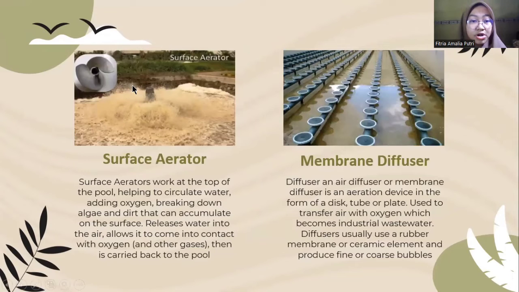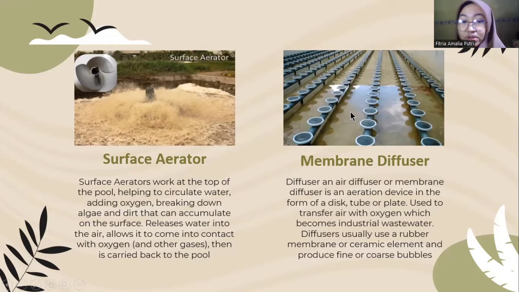In this picture, this is a surface aerator. Surface aerators work at the top of the pool, helping to circulate water, adding oxygen, and breaking down algae and dirt that can accumulate on the surface. It releases water into the air, allowing it to come into contact with oxygen and other gases, then it is carried back to the pool. In the fourth picture, we can see this is a membrane diffuser.